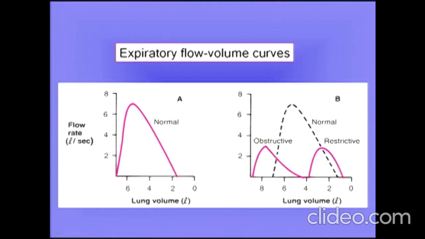expiration. One of the differences between asthma and COPD is that in COPD you often get a shape like this, where the flow rate decreases in the middle of expiration here, but in asthma you don't get this change in shape of the curve.